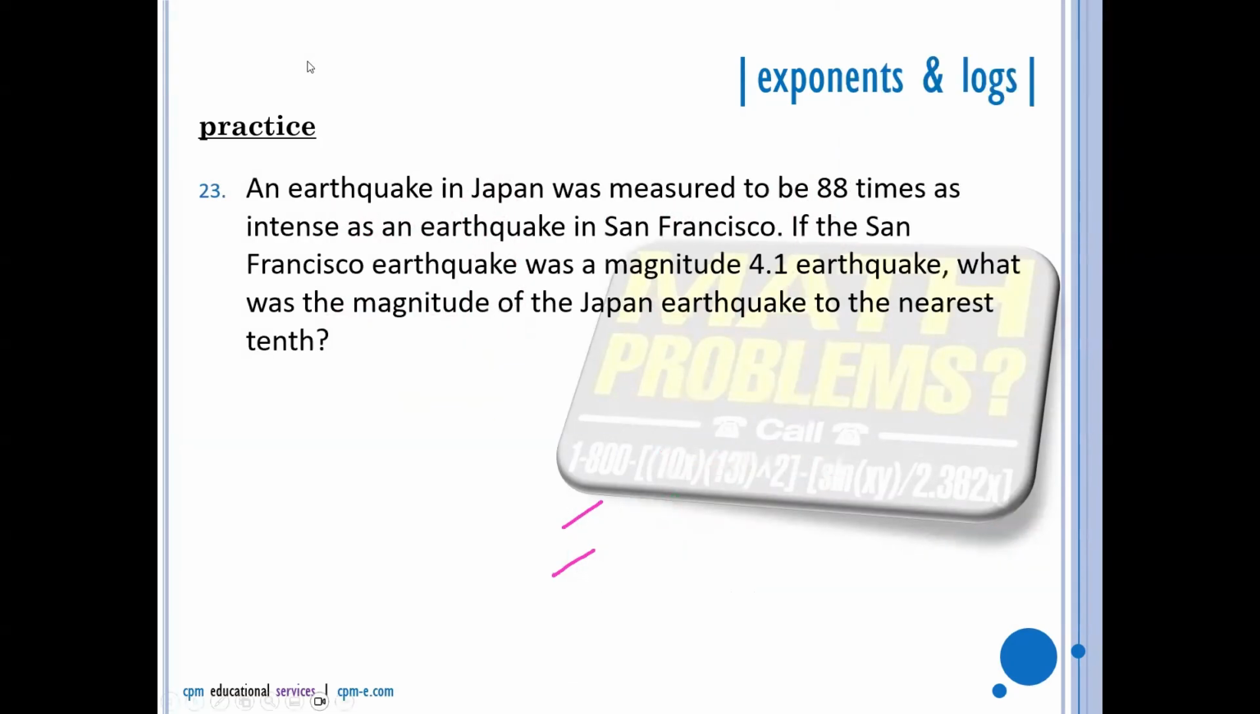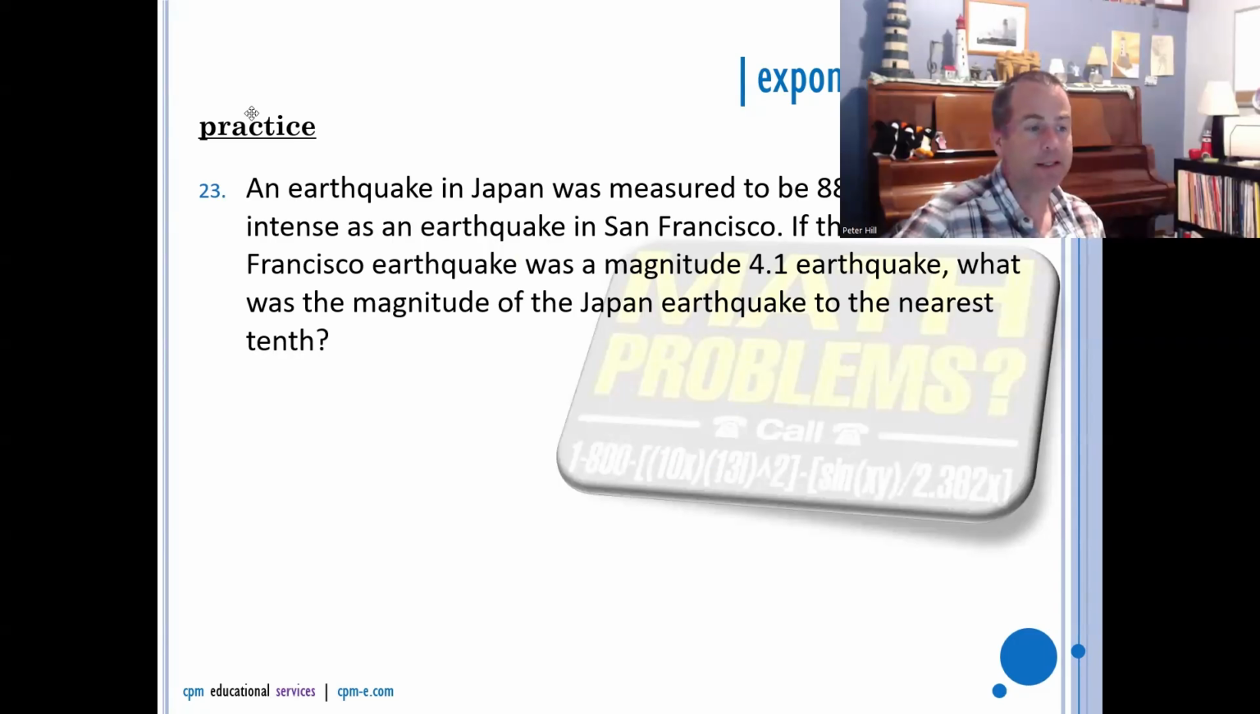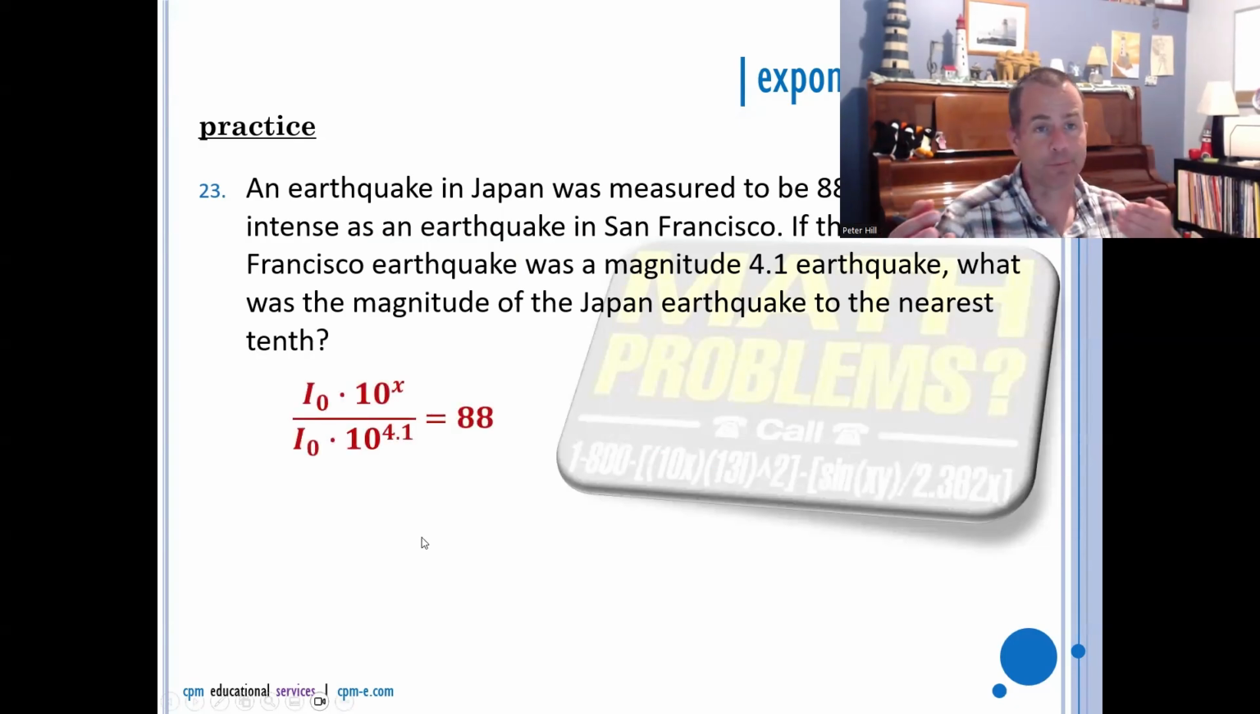Gonna hide my head while I read this. An earthquake in Japan was measured to be 88 times as intense as an earthquake in San Francisco. If the San Francisco earthquake had a magnitude of 4.1, what was the magnitude of the Japan earthquake to the nearest tenth? Japan was stronger, so I'm going to have Japan on the top and San Francisco on the bottom. I don't know the magnitude of Japan, so I'm just going to call that X. I didn't manipulate that formula like I did on the last slide; I just went right to the intensity ratio. If this was written response, you would want to manipulate the formula to get I equals, but since I just did that, I went right to the ratio here.